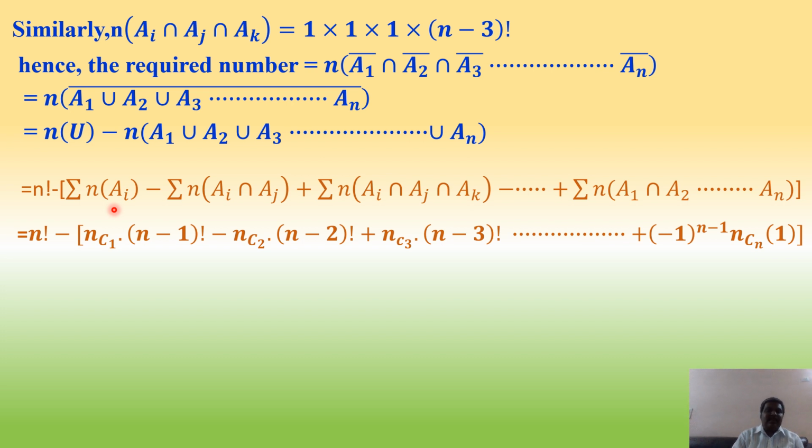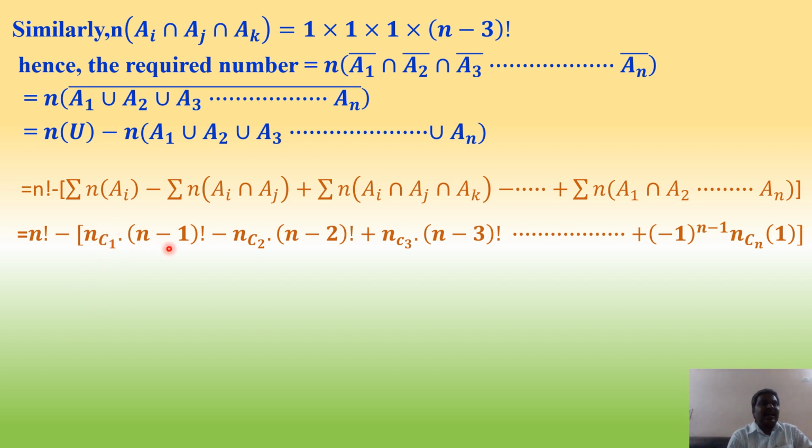What is A1? A1 is the set of all distributions such that the letter A1 goes to its correct envelope. A1 is a set. A1 is also taken as my first letter. Don't feel otherwise. I repeat once again, A1 is the set which consists of all distributions such that my letter A1 goes to the correct envelope. So this is NC1. How did it happen? We are selecting one letter from n letters which goes to the correct address. That is, we can select in NC1 ways, either the first letter or second letter or third letter or nth letter. NC1 is the number of ways of selecting the letter which goes to the correct place.